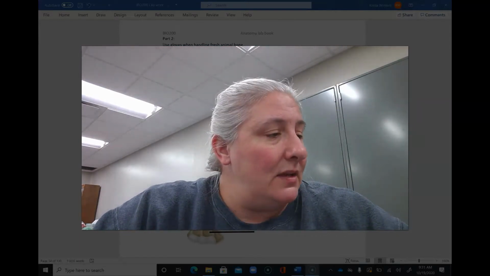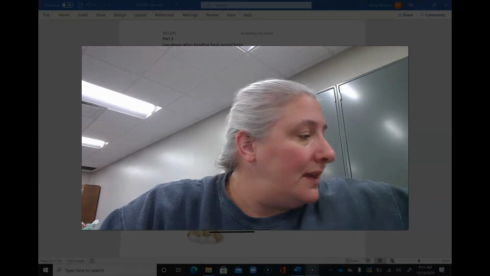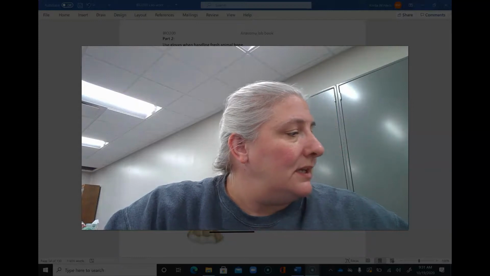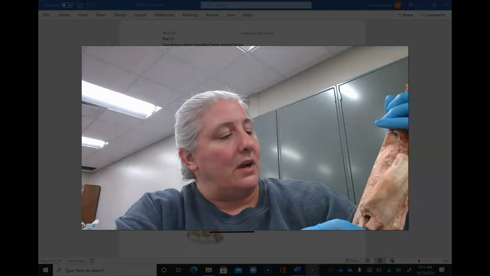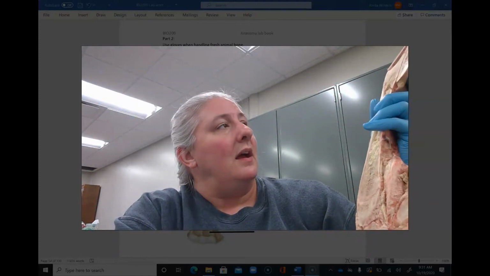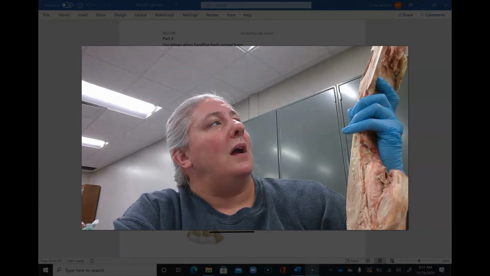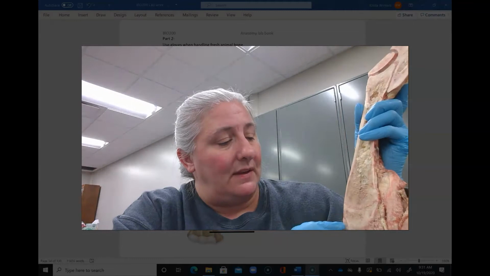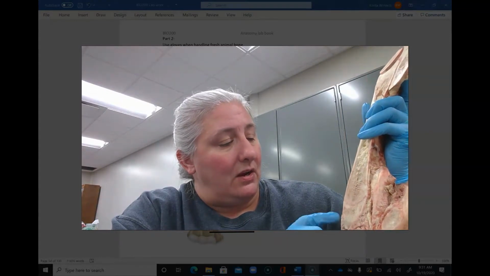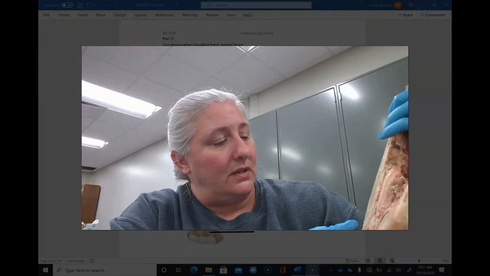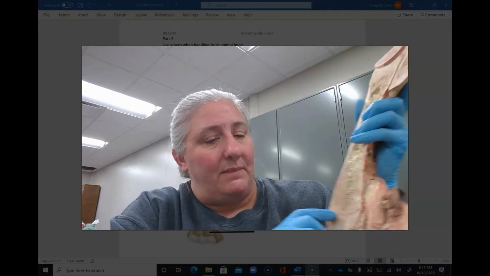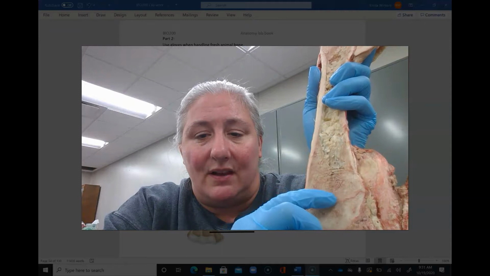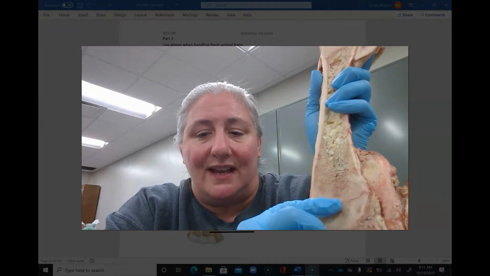And then one other structure that I always point out is the epiphyseal plate. On here, it's hard to see again. So the epiphyseal line is probably easier to see on here. I'm looking to see. Do you see this little line right there? That would be where the epiphyseal line is.